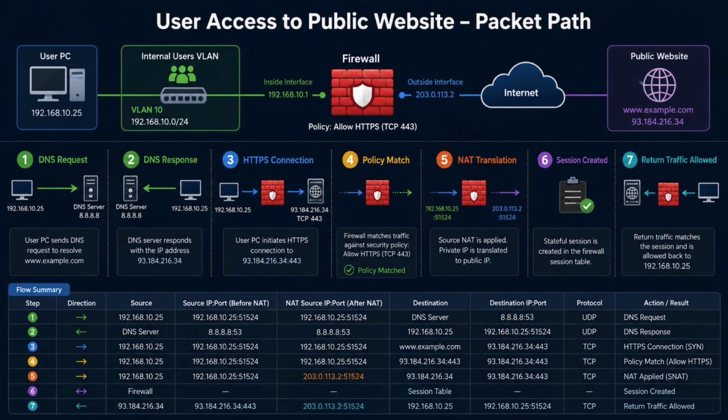The firewall then creates a session for this connection. When the web server responds, the firewall checks whether the return traffic belongs to that existing session. If it does, the response is translated back as necessary and delivered to the internal user. From the user's perspective, the website simply loads, but behind the scenes, routing, policy matching, session tracking, NAT, and logging may all be taking place.